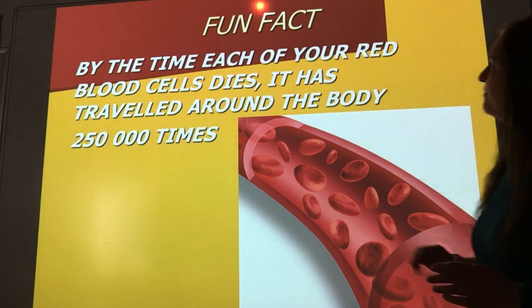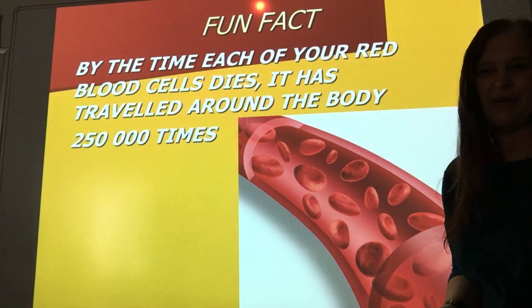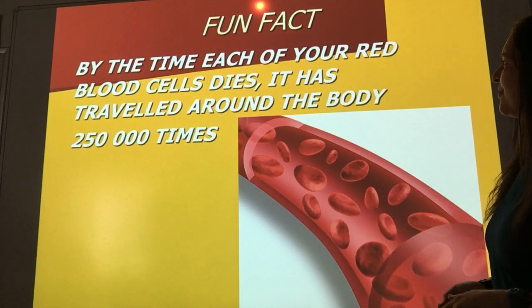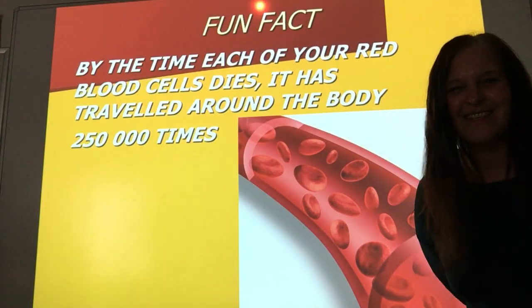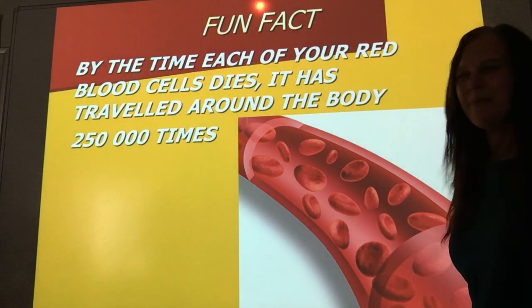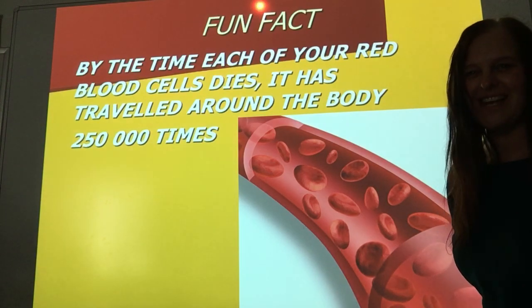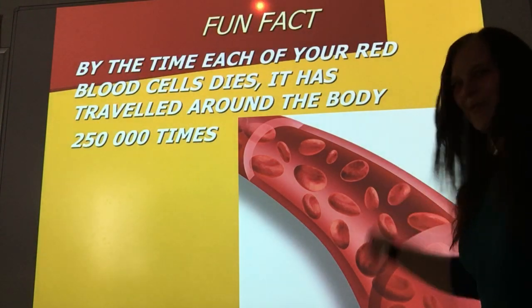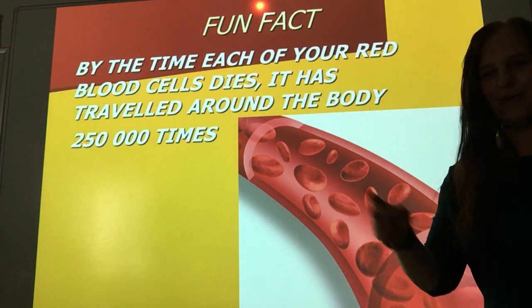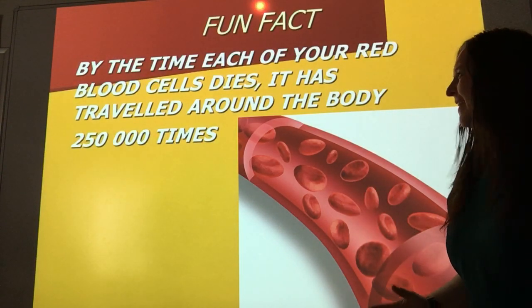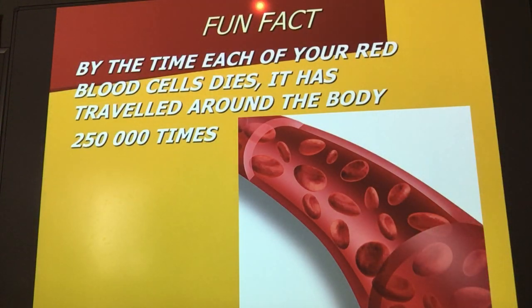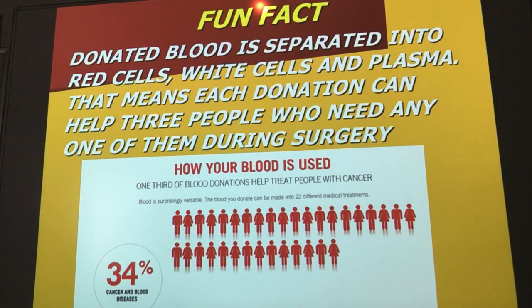By the time each of your red blood cells dies, remember we said they only last 120 days, it has traveled around the body 250,000 times. So they have a short lifespan, but they're busy. For those 120 days that they are alive, they're just going through your body, every system, every organ, like every cell of your body. Okay, so that is, like I said, fascinating. I know I say that word a lot.